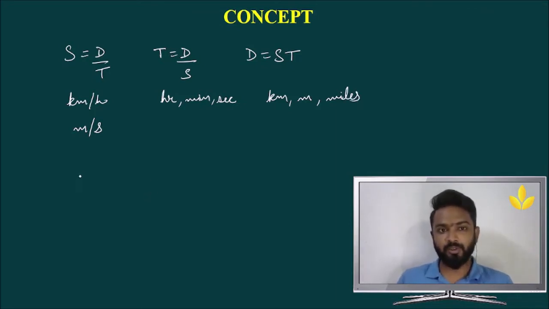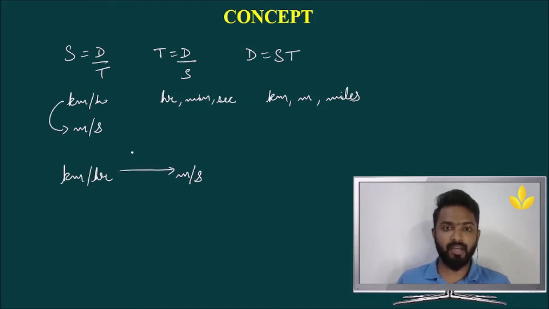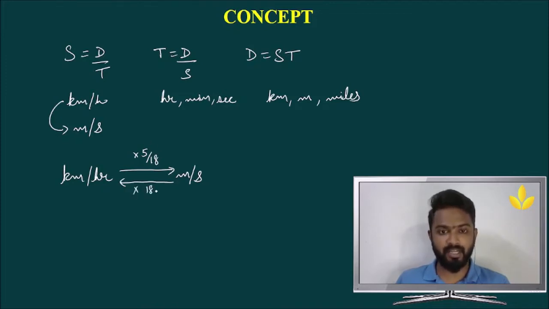Now when it comes to these two units, one of the major mistakes that a lot of people make is they forget to match the units. So we have kilometer per hour and meter per second. Kilometer per hour to meter per second, the magic number to multiply is 5 by 18. And meter per second to kilometer per hour, we multiply by the exact reciprocal of this, that is 18 by 5.